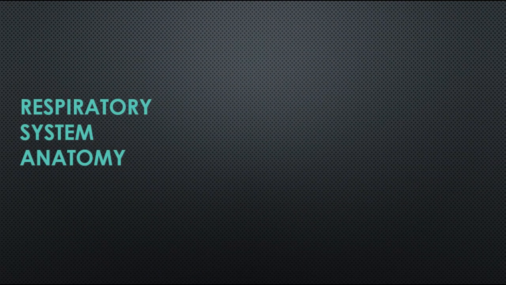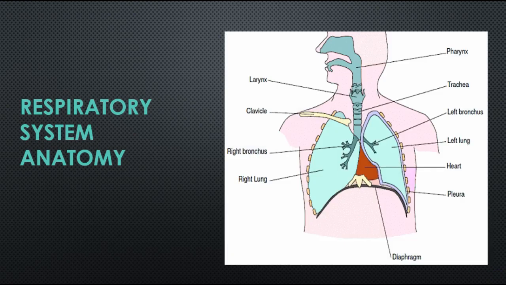And let's talk about the anatomy of the respiratory system. Air moves in through the nose and mouth. Those are the air passages where air enters, and they connect in the back of the throat, which is called the pharynx. And the pharynx leads to the larynx, which is where your voice box or vocal cords are located.